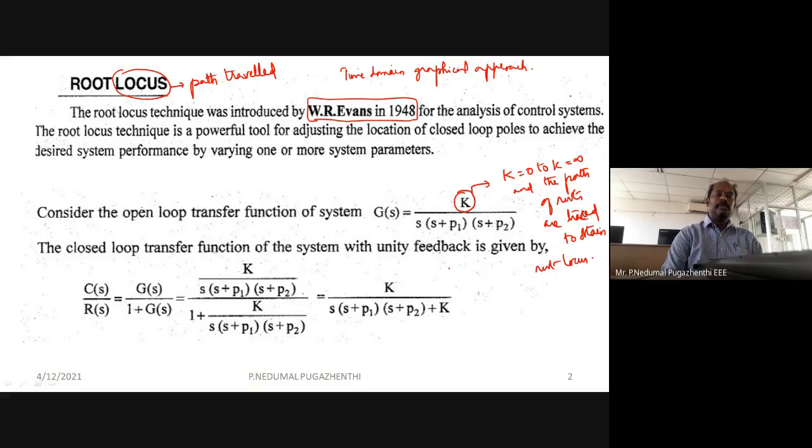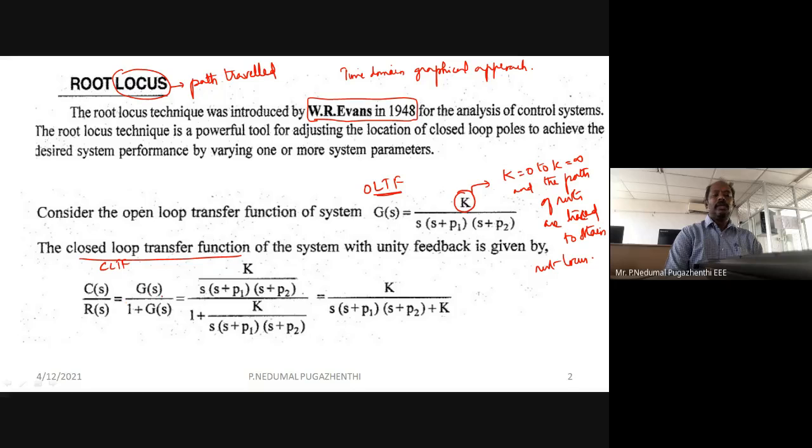That is what I have simply said. What is a root locus? It is the path traveled by the roots while you are varying the gain of the system from k equal to 0 to k equal to infinity. Let us say you have an open loop transfer function, OLTF, G of s equal to k by s into (s plus p1) into (s plus p2). Now I want the closed loop transfer function, CLTF, which is C of s by R of s.